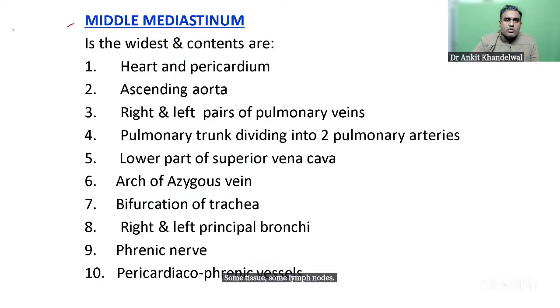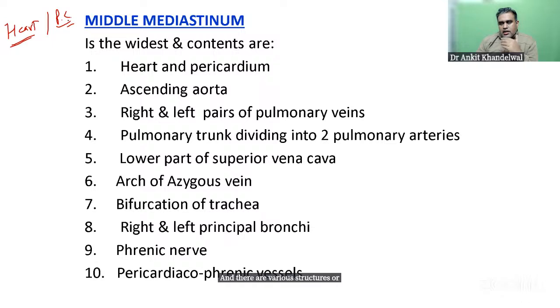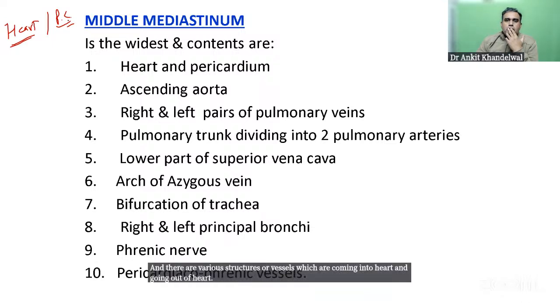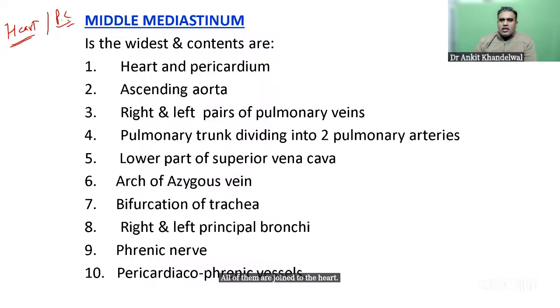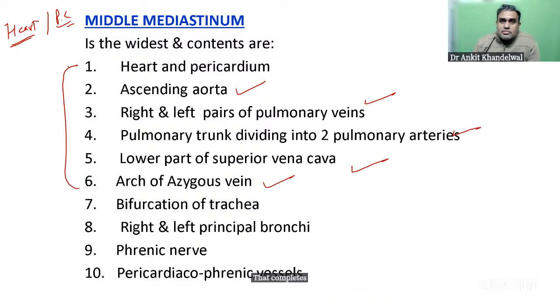The middle mediastinum is where we have the heart, but there will not only be the heart. This obviously includes the pericardium, and then the heart. When we say heart, there are various structures or vessels which are coming into the heart and going out of the heart. All of them are joined to the heart. Therefore, you will see the ascending aorta, pulmonary veins, pulmonary arteries, superior vena cava, and azygos vein. All these structures are connected to the heart only. That completes the 5-6 points.